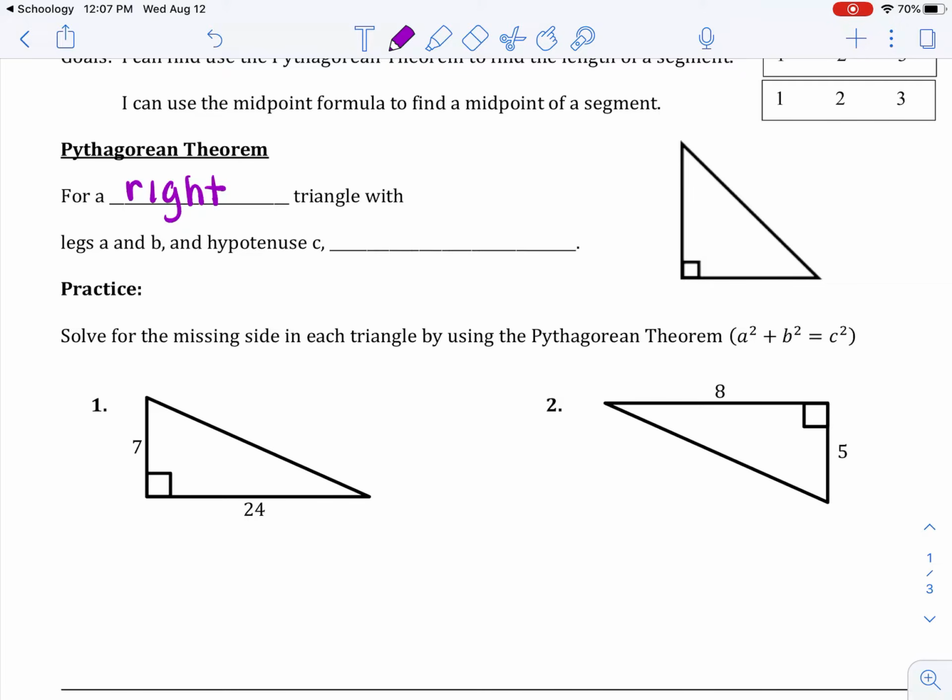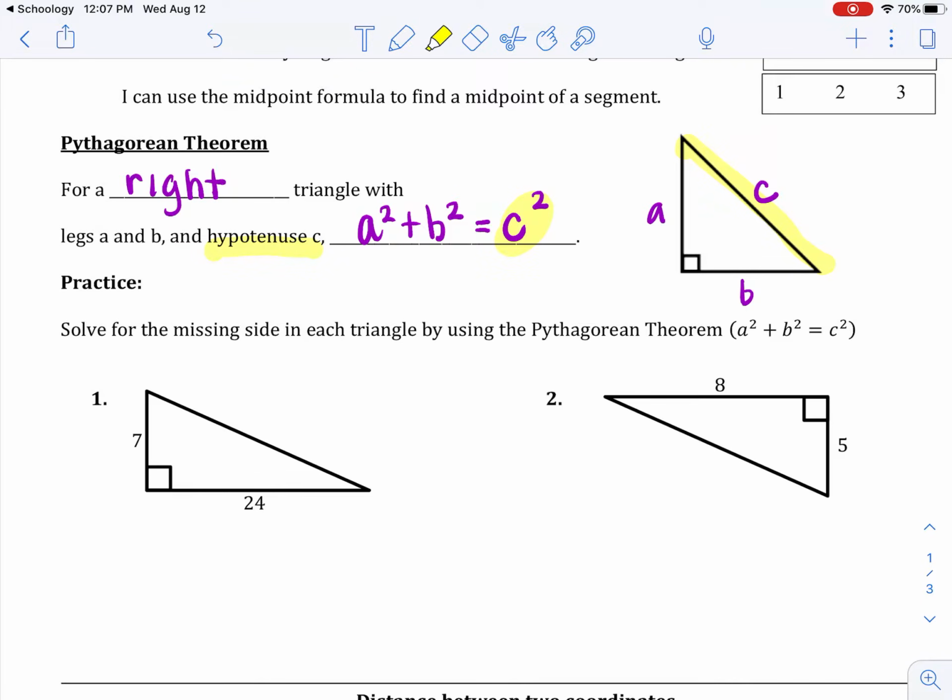Okay, so if the legs are A and B, the legs would be the two sides that meet at the right angle. So A and B, these are the two legs. And the hypotenuse is the longest side that's always across from the right angle, that's C. Okay, so what do we know is true? If you take the first leg and square it plus the second leg and square it, if you add those up, that's equal to the third side squared, right? Once again, the hypotenuse is C. This is the hypotenuse, the longest side. That's important to know because it's always equal to the hypotenuse squared, okay?